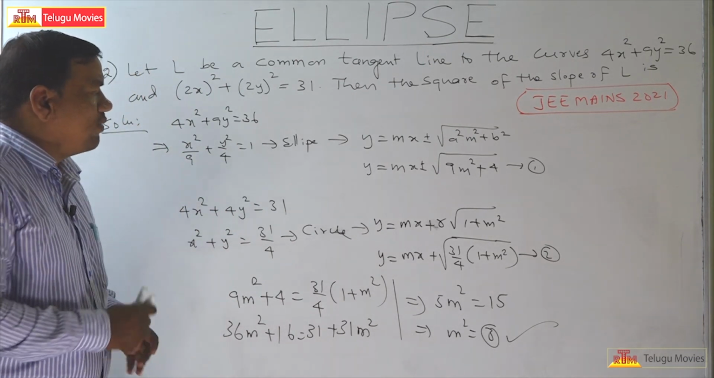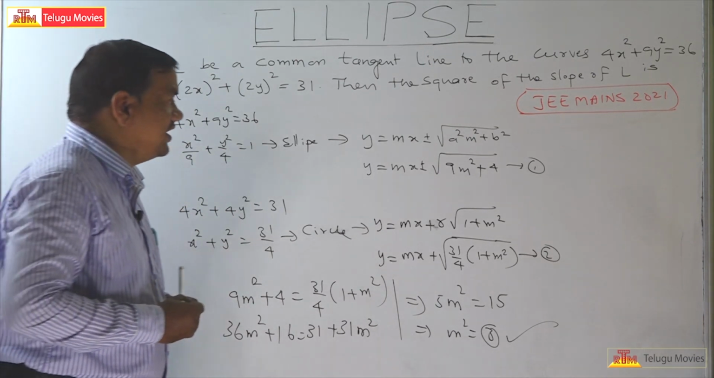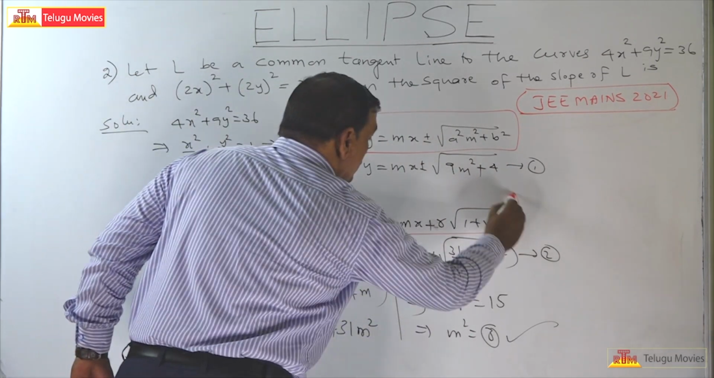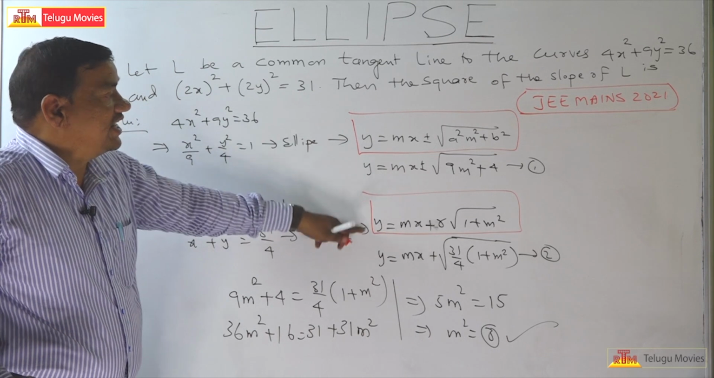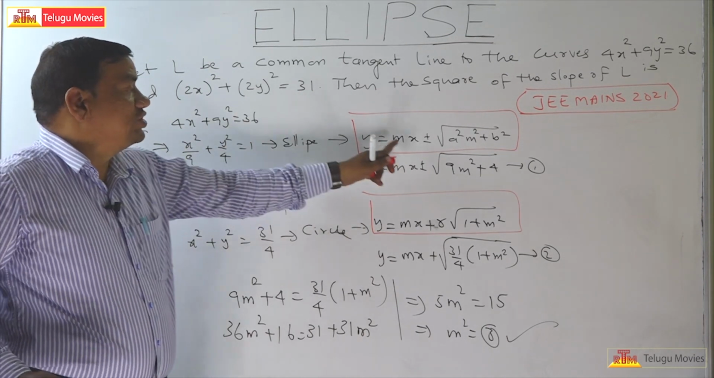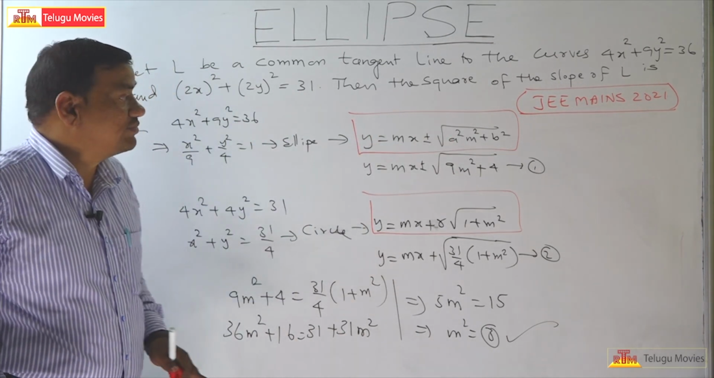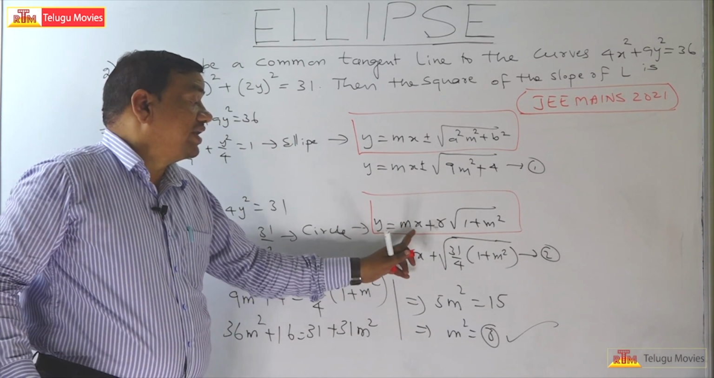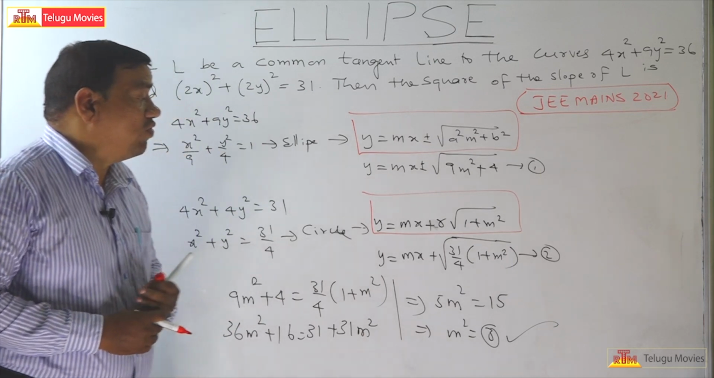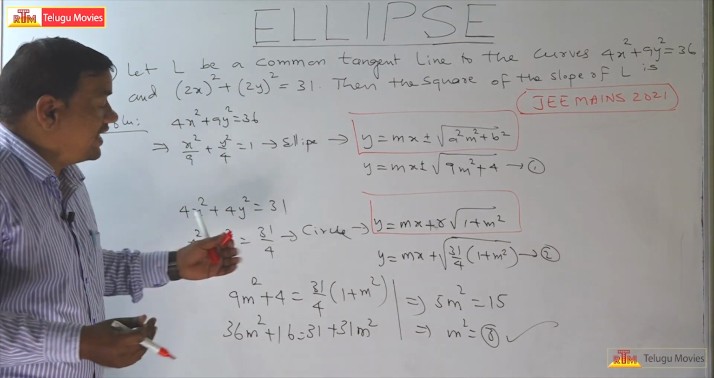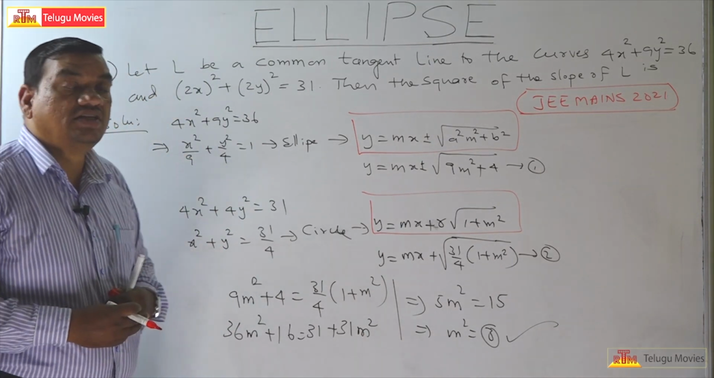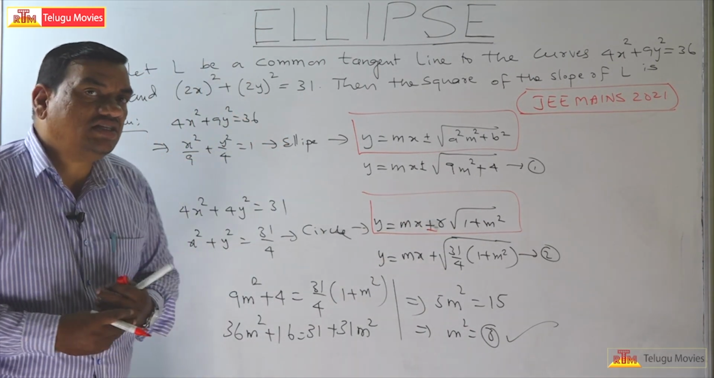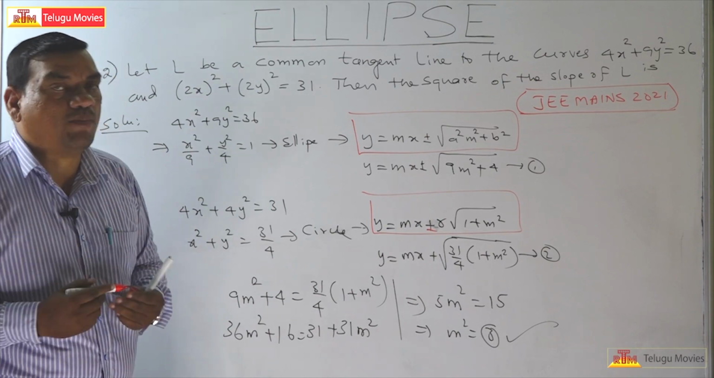To do this problem, the only thing you require is to know the tangent conditions. You have to know these two tangent conditions. For an ellipse, y = mx ± √(a²m² + b²). For a circle, y = mx + r√(1 + m²). Okay, I hope that you understand this. This is also plus or minus, I think. I hope that you understand this solution. Let us go for the next problem.